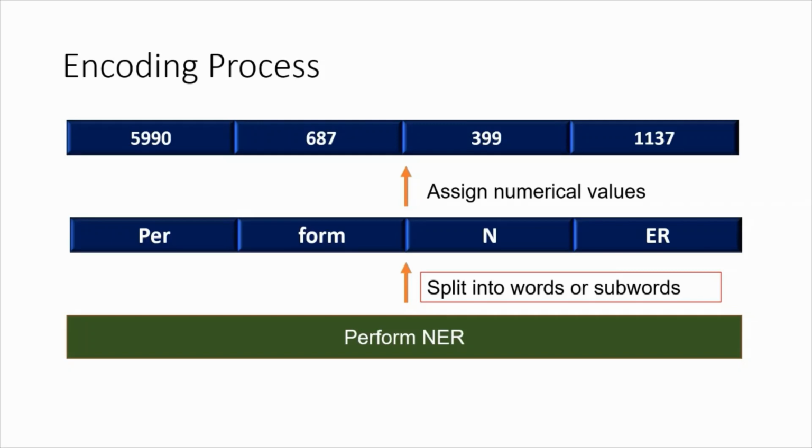For example, the word "perform" might be split into subwords like "per" and "form" during the tokenization process. This subword splitting helps the model to handle variations and to capture more nuanced information within the text. But this also contributes to a higher token count when we compare with the original word count.